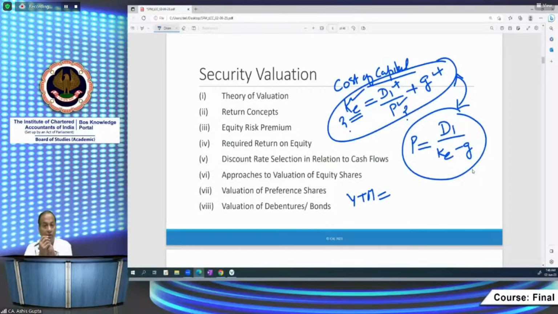Okay, we are normally provided with the YTM, and from the YTM we normally compute the price. Sorry, my mistake. Here we have to compute the YTM, because we are provided with the price of the bond.